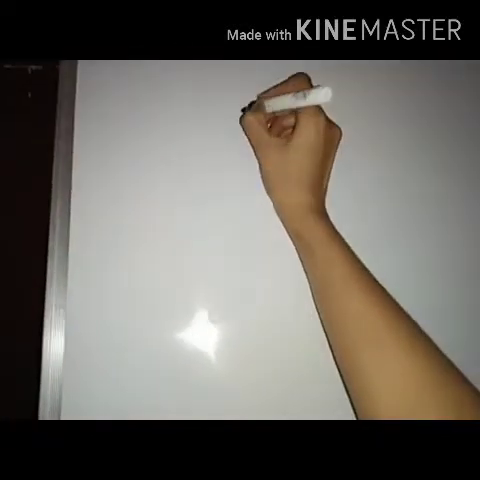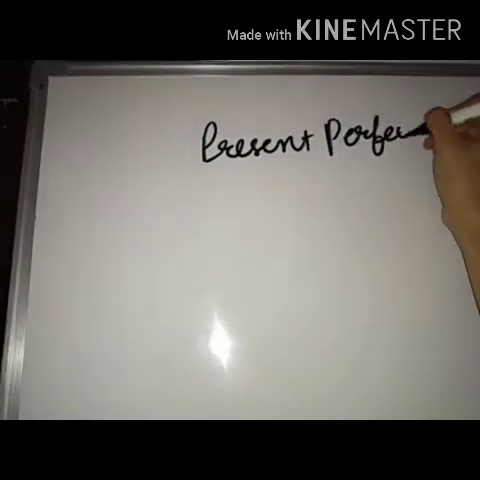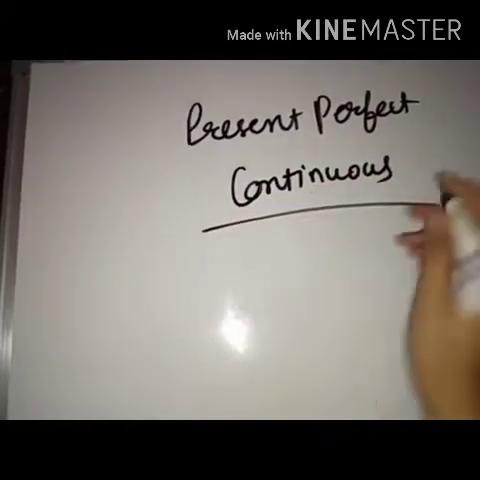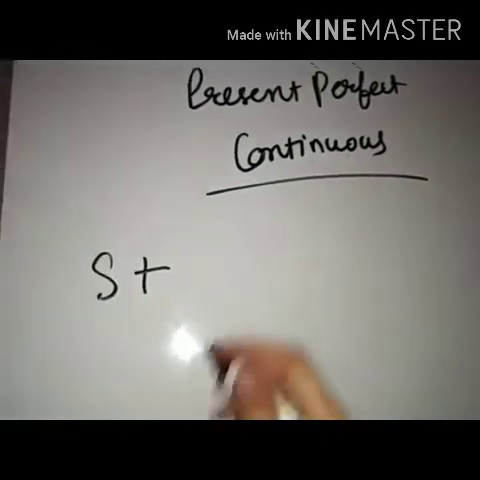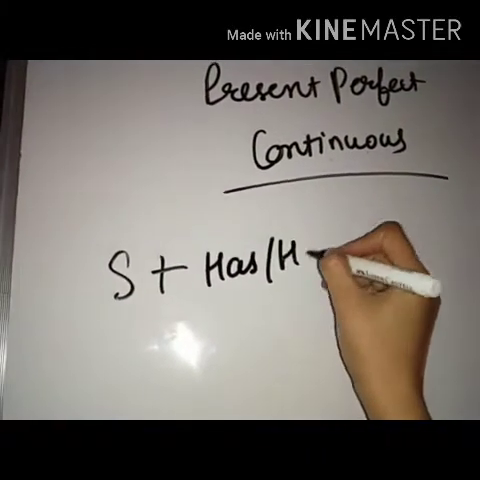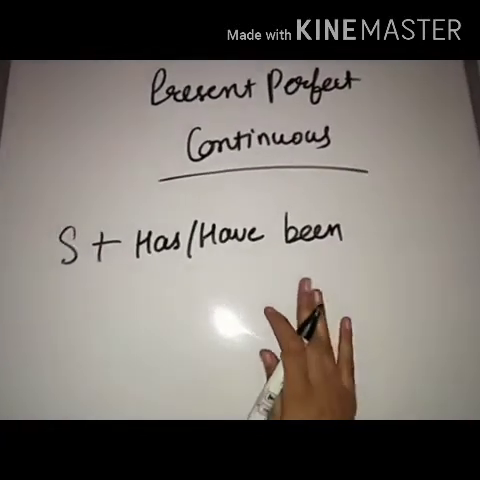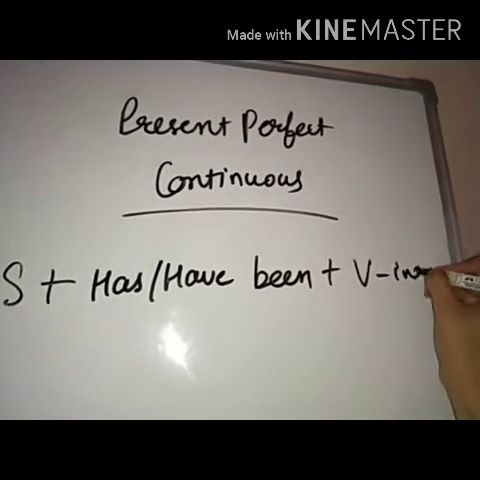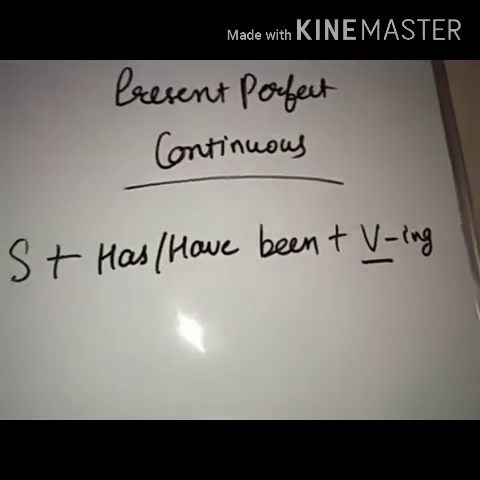Dear students, our next topic is present perfect continuous. Let's write its pattern first. Formation: has, have. This time, been. We will use been here. And a little change, we will use ing with the verb because it is continuous, that's why we will use ing.